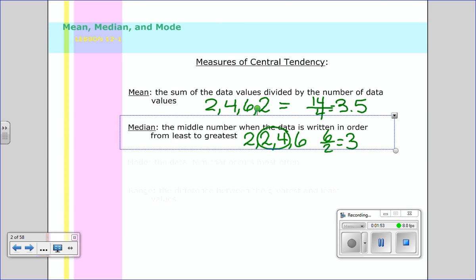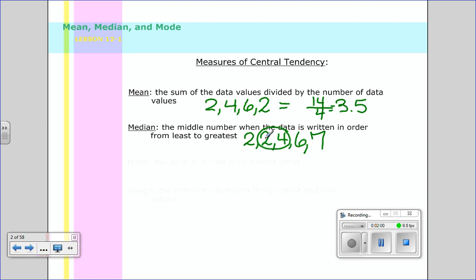But say now that I added another number at the end. Let's say there was a 7 here. Then in that case, there is one middle number. It'd be 4. So the median, if there is an odd number of data, is just the middle number. If it's an even amount of data, that's when you take the 2 middle numbers and find that average, or the mean of them.